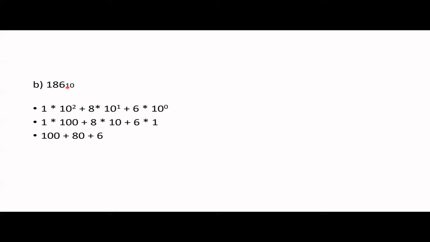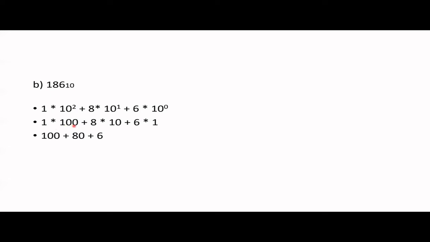186, base is 10. So weighting factors will come with powers of 10: 10 to the power 0, 10 to the power 1, 10 to the power 2. And these numbers: 1 into 10 to the power 2, 8 into 10 to the power 1, 6 into 10 to the power 0. So 10 to the power 2 is 100. You can remember these place values also: 1, 10, 100, 1000. You multiply the previous value by 10, then only you will get these place values.